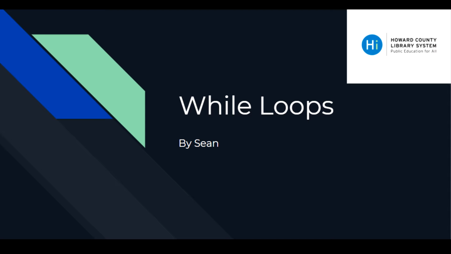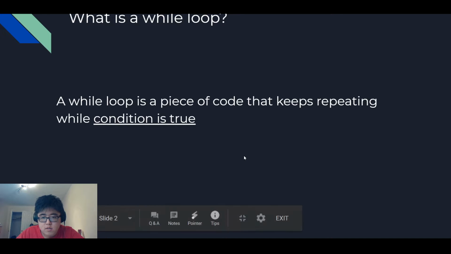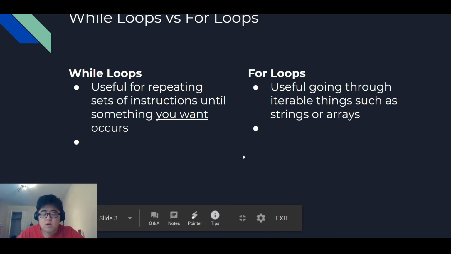Today I will be teaching you while loops in Python. So what is a while loop? A while loop is a piece of code that keeps repeating while a condition is true. It's very simple. And I want to emphasize the difference between while loops and for loops.